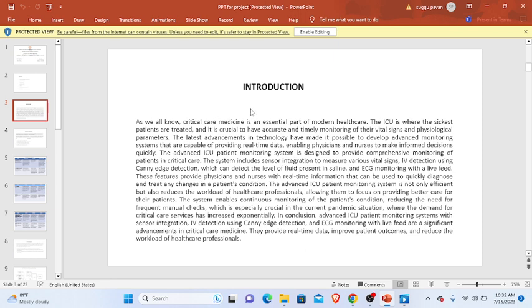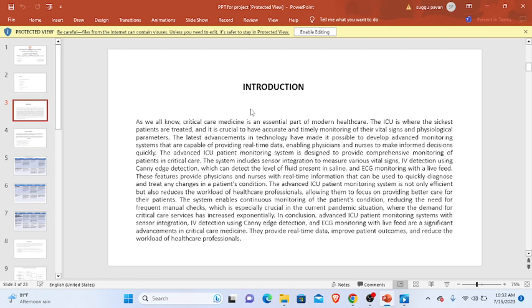Introduction. We know that the ICU is where the sickest patients are treated, and it is crucial to have accurate and timely monitoring of the vital signs and physiological parameters. The latest advancements in technology have made it possible to develop advanced patient monitoring systems that are capable of providing real-time data, enabling physicians and nurses to make informed decisions quickly.